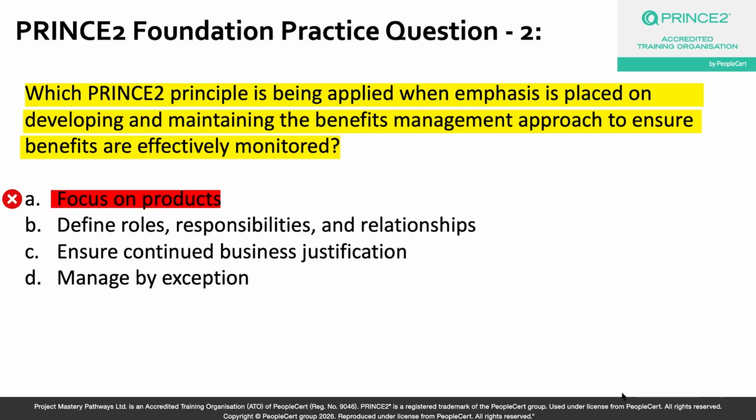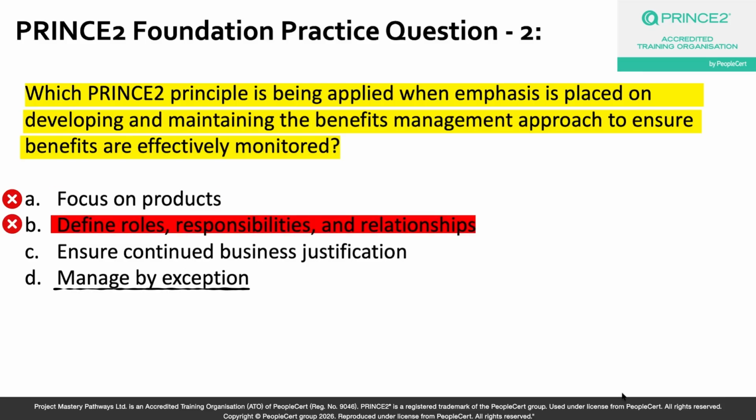Let's look at option B, defining roles, responsibilities and relationships. Now this might seem relevant because someone is clearly doing something, right? Someone is developing and maintaining a document, okay? But this principle is about establishing clear accountability structures across the business, the user, and the supplier communities, right? It is about who is responsible for what within the project management team. It is not specifically about benefits monitoring. So while roles around benefits management do exist in PRINCE2, that is not what the question is actually testing, okay? So that is why option B is also incorrect.